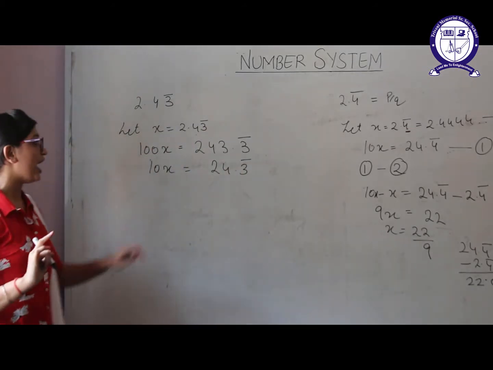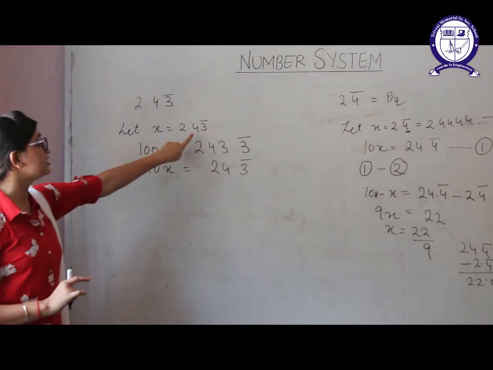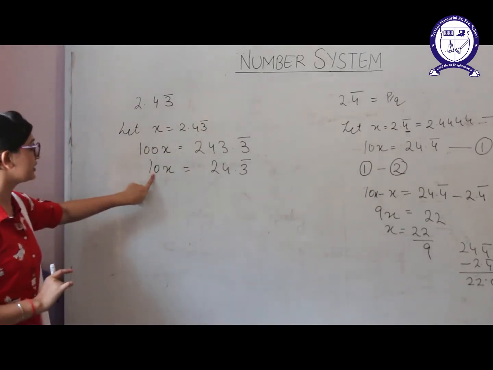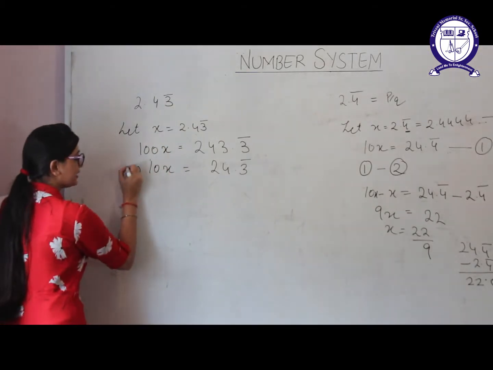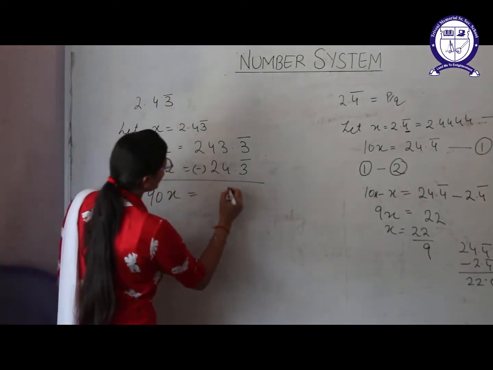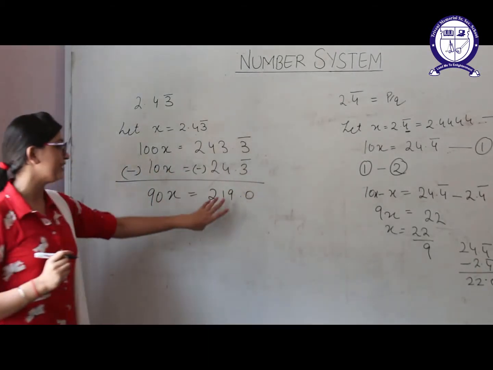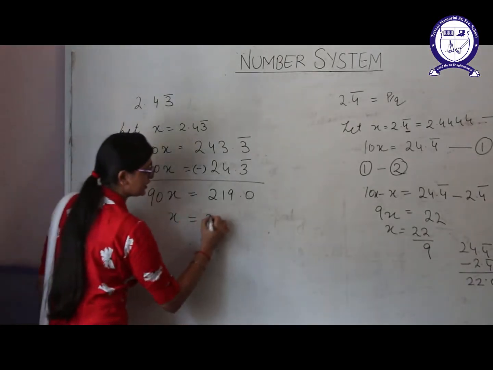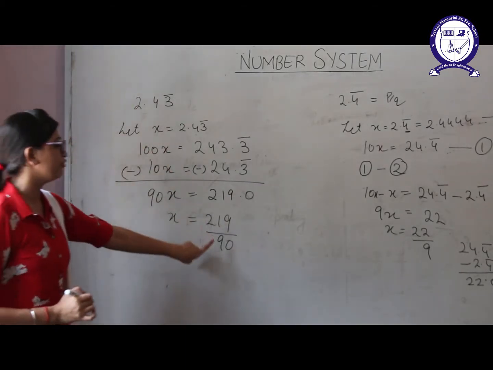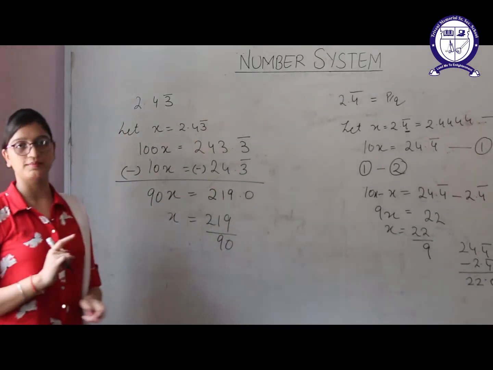So what have I done? I have multiplied it by the number of digits behind the decimal and the number of digits which are not under this bar. Always remember, not under this bar. So 10x. Now again we are subtracting these equations. It will be 90x and it will be 219.0. So x will be 219 by 90. So again we can see that we can write this number in the form of p by q. That is why the non-terminating repeating decimals are rational numbers.